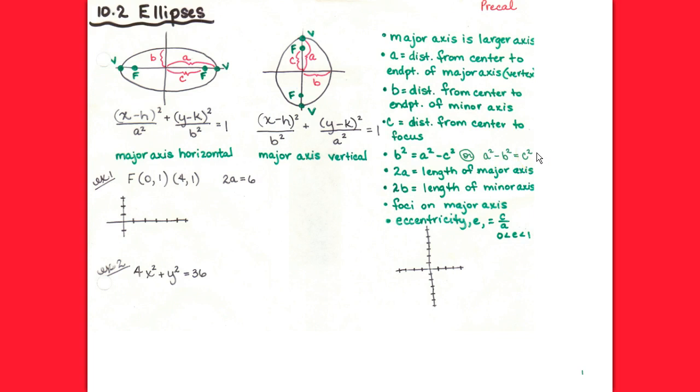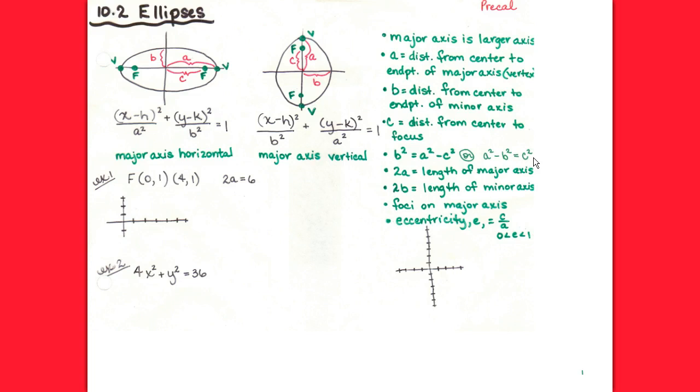When we get to section 10.3 and we're working with hyperbolas, the relationship between A, B, and C is just the Pythagorean theorem. A squared plus B squared is equal to C squared. So that's why, even though they write it this way in the book, I wrote it this way, because I think it's an easy reminder for us. A squared plus B squared equals C squared for hyperbolas. A squared minus B squared equals C squared for ellipses. That's the only thing that changes about them.